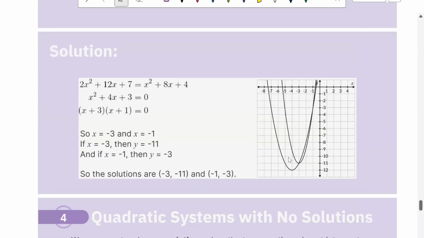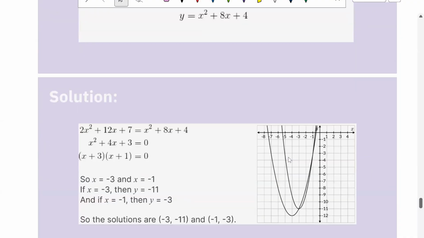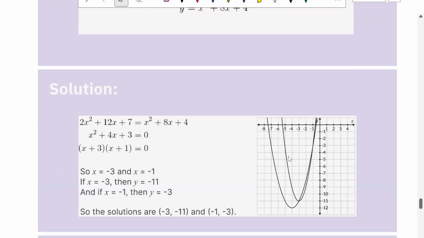All right. So this next one is saying, what's the set of solutions for this system below? And again, we have two answers here. We set these equal to 0. We set them equal to each other. We set it equal to 0. Then we factor. Then we figure out what x is.